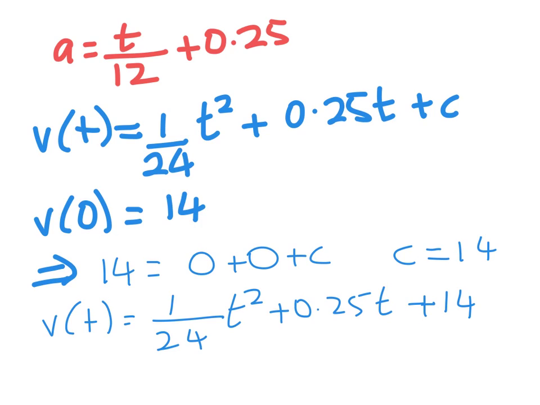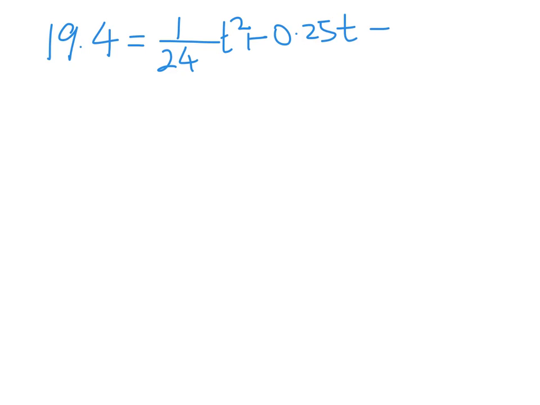Right, now looking at the question, we need to figure out how long it will take the car to get up to the new speed limit. So what we're going to do is solve that velocity function for when v is equal to 19.4. Okay, so the new speed that we're getting to is 19.4. So we'll do this. There we go. Now that's just a quadratic.